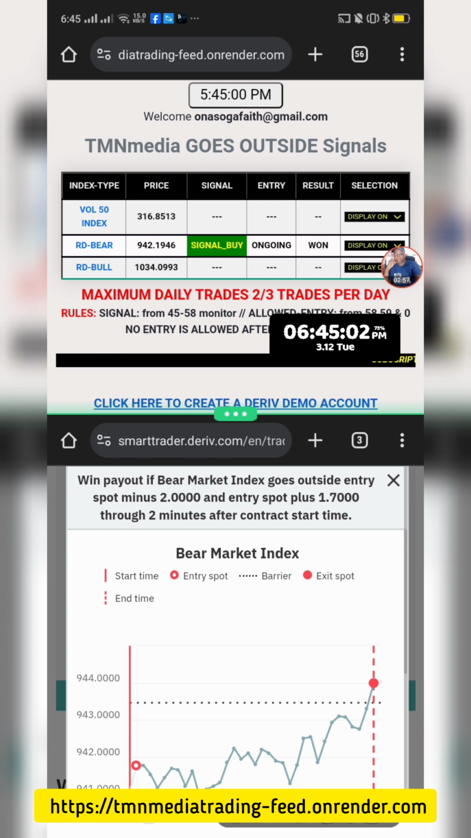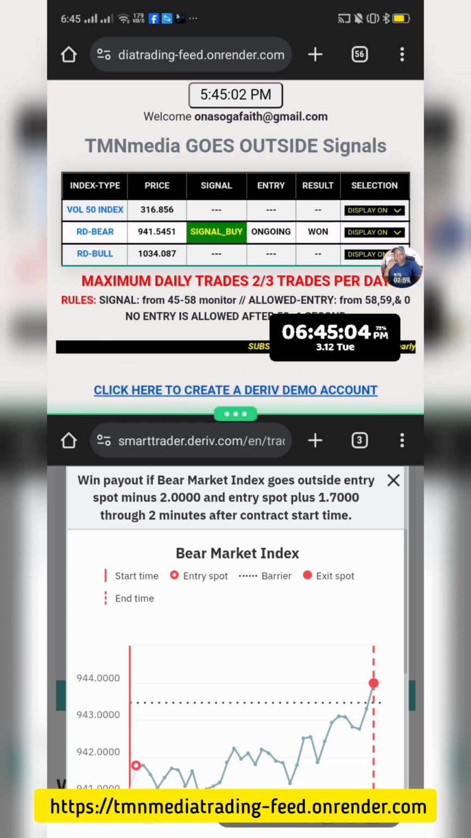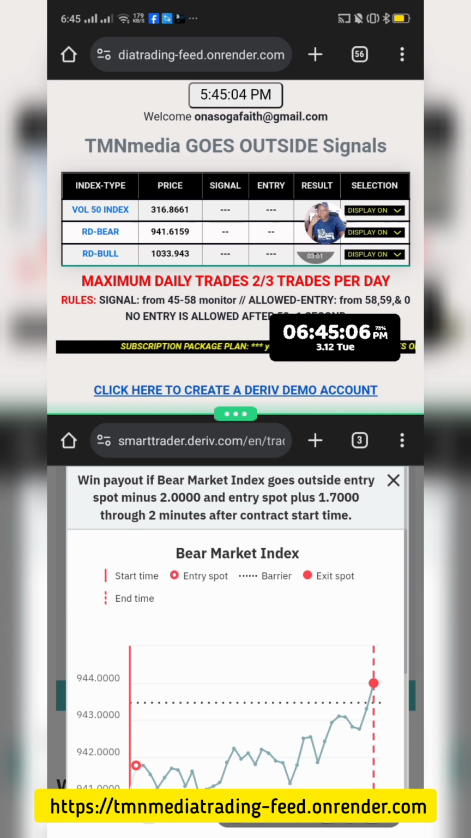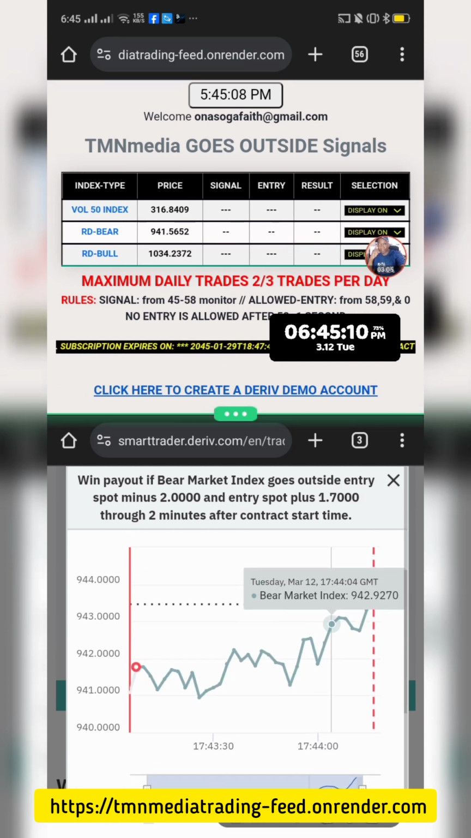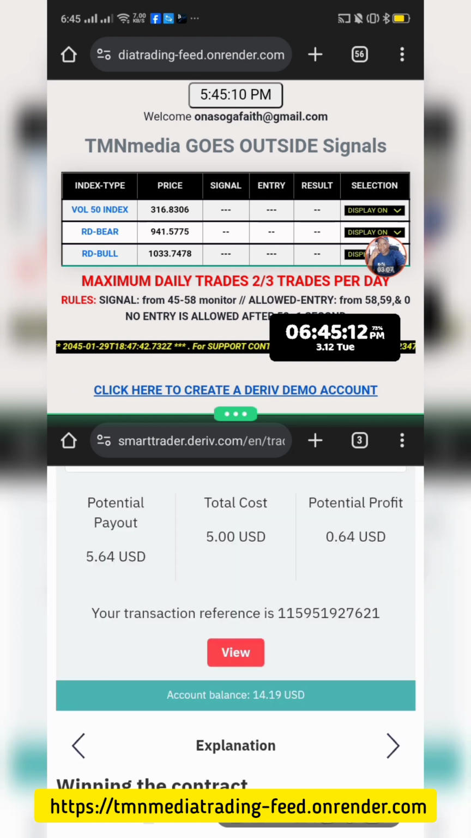Like now, 2 minutes has already lapsed. You can see it shows one as well. It was one, and I've already won the trade here. I've done a trade on red bear. I only wanted to do two trades, just to show you two trades. So I've done one on red bear.